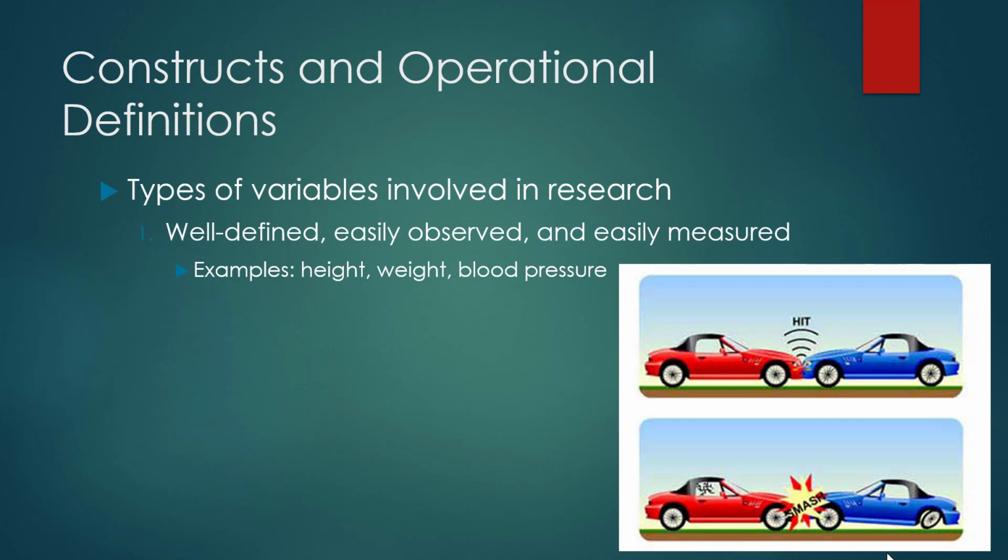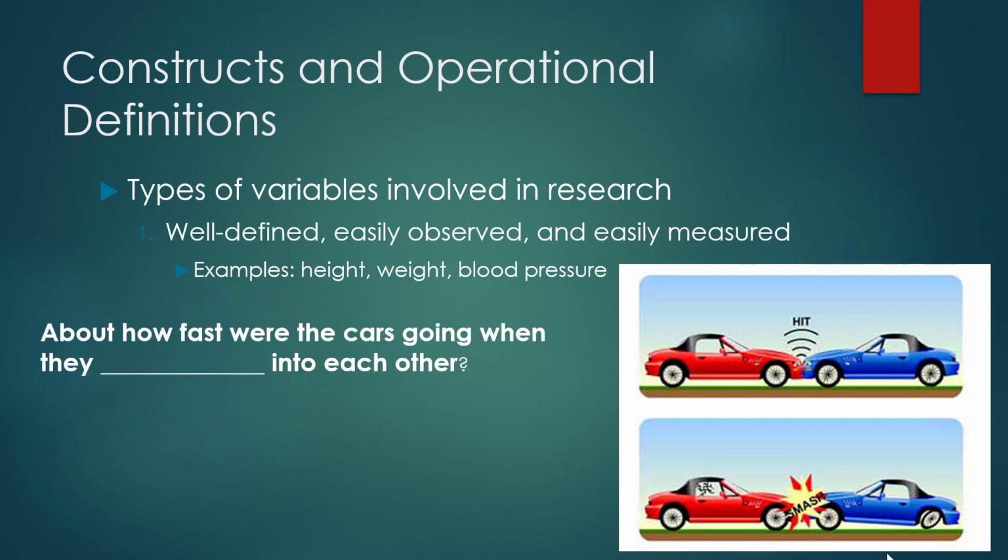Another example would be Elizabeth Loftus and her experiment looking at question wording, and how that changed the speed. She showed them a video of cars getting in an accident, then asked them a series of questions, the important question being how fast were the cars going when they blanked into each other. Then she used a variety of different words: hit, crash, smash, collided, contacted. So it was very clear cut. What she was varying was the wording of the question, and what she was measuring was the speed that they reported. So it's a very clear cut, well defined, and easily observed variable.